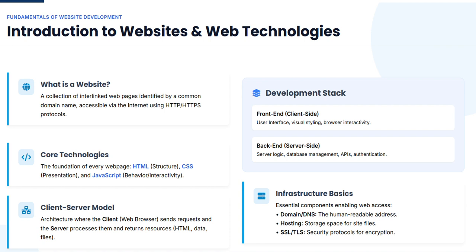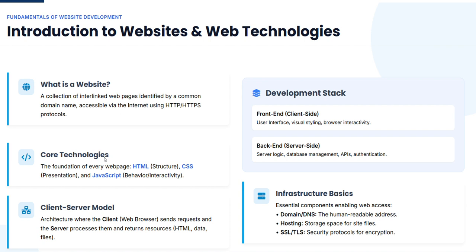And this website can be accessed via the internet using the HTTP/HTTPS protocol. HTTP refers to hypertext transfer protocol and HTTPS refers to hypertext transfer protocol secured. So HTTPS is mostly used for banks and all those secure applications. HTTP is used for general websites.